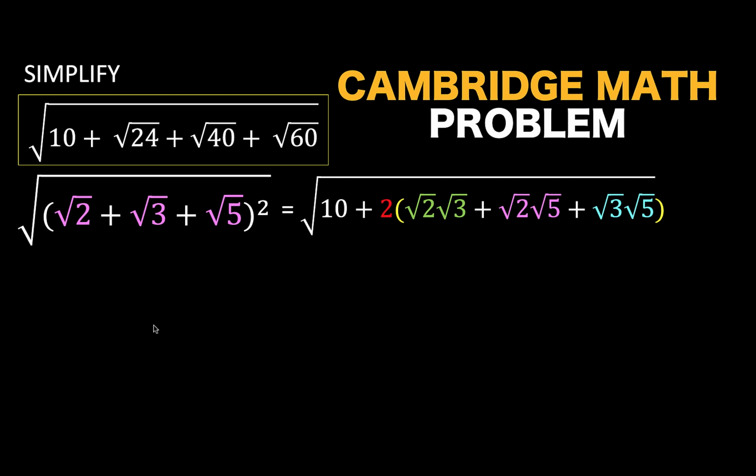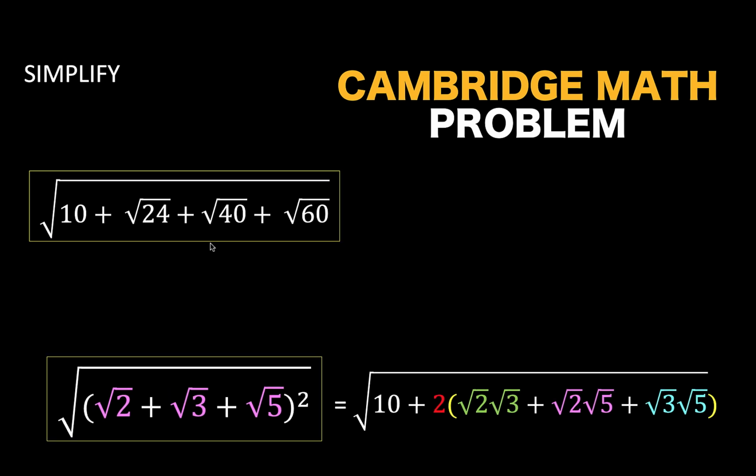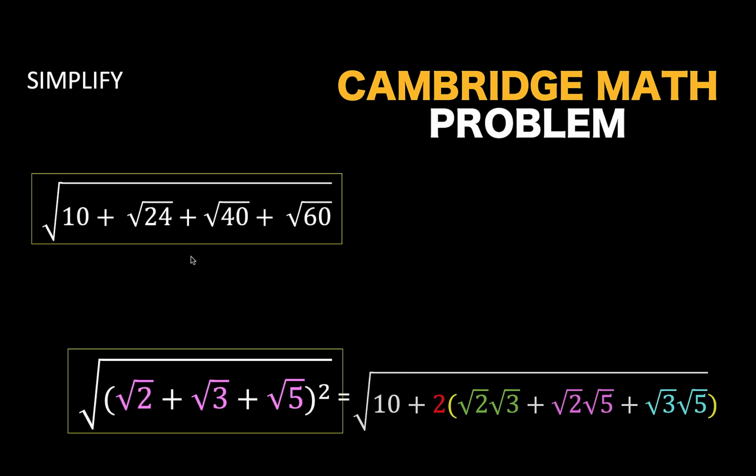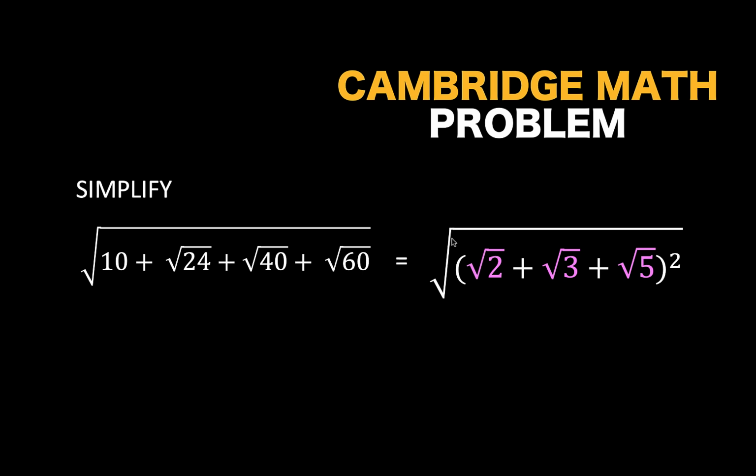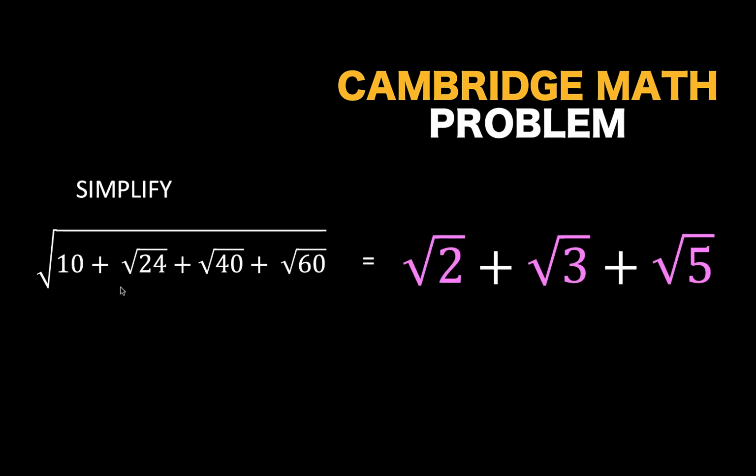We now have this result. The simplified form of this original radical expression is now equal to the square root of the square of the quantity square root of 2 plus square root of 3 plus square root of 5. And there is one more step that we need to do in order to come up with our final answer. Notice that we have here a square root and an exponent 2. And so for our final answer, the value of our original nested radical expression is square root of 2 plus square root of 3 plus square root of 5 in simplified form.